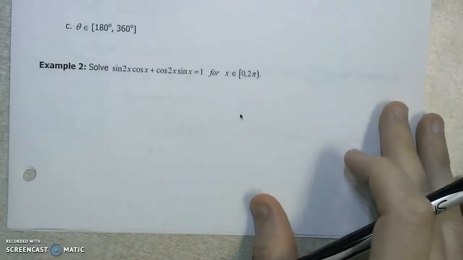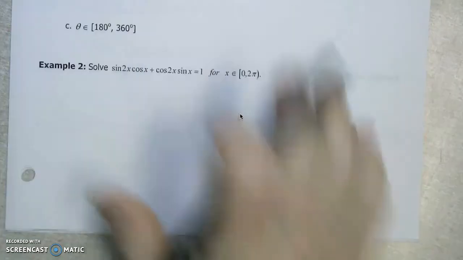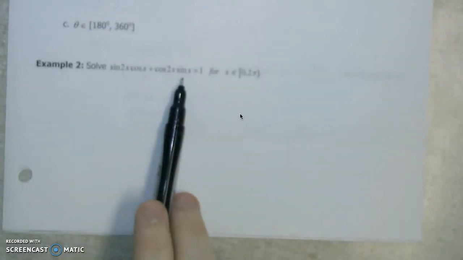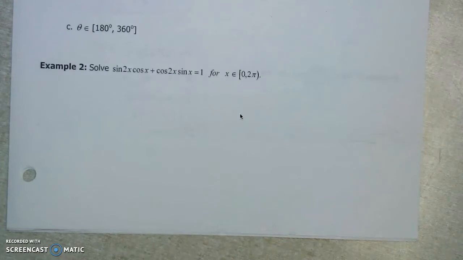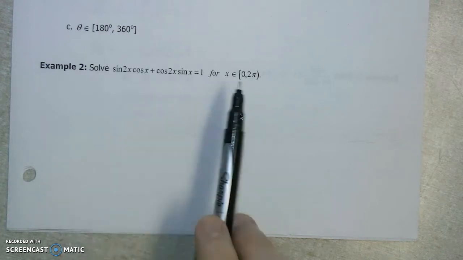All right, example 2 for lesson 3.6, solving trigonometric equations. So here I've got a long equation, and there are a lot of x's and a lot of trig functions, and that's really hard to solve for. So we want to condense it down to something where we can get x by itself.